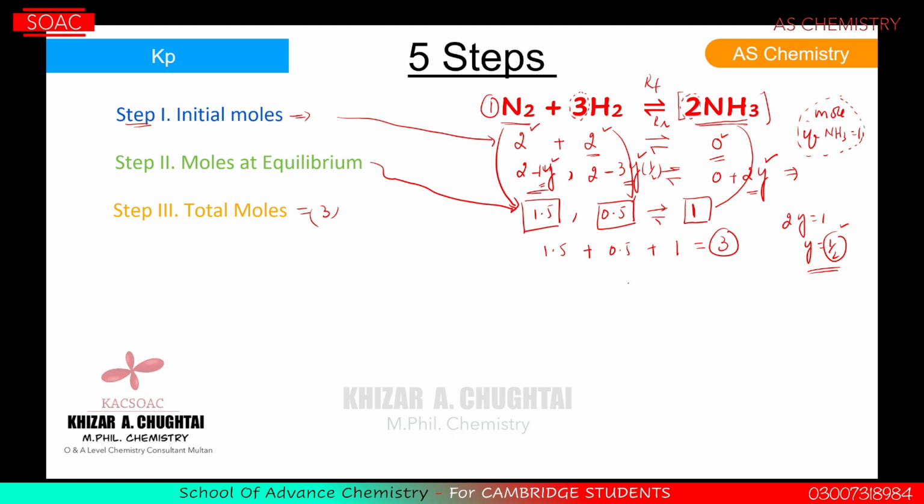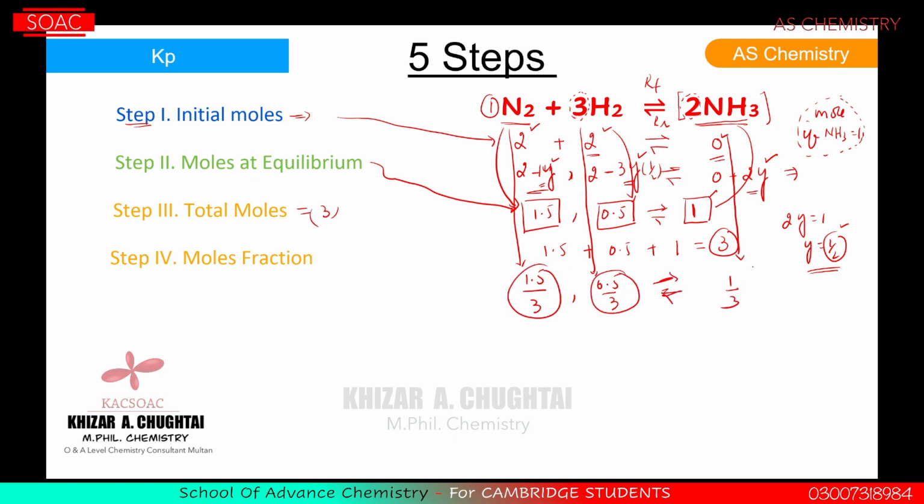Now the next thing is to find the mole fraction. How to find the mole fraction? The mole of each gas divided by total mole. So what is the mole fraction of nitrogen? Mole fraction of nitrogen will be 1.5 divided by total mole. What is the mole fraction of hydrogen? It will be 0.5 divided by total mole. And what is the mole fraction of NH3? That is 1, its own mole, divided by total mole. So these numbers are said to be the mole fractions.